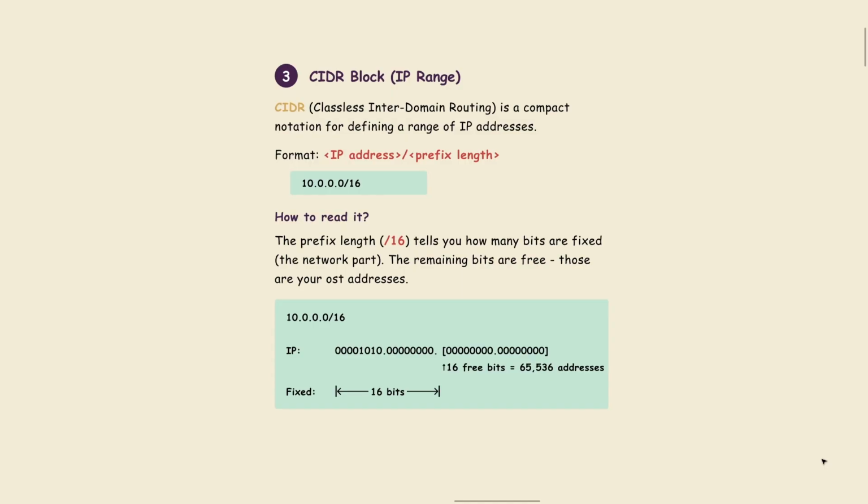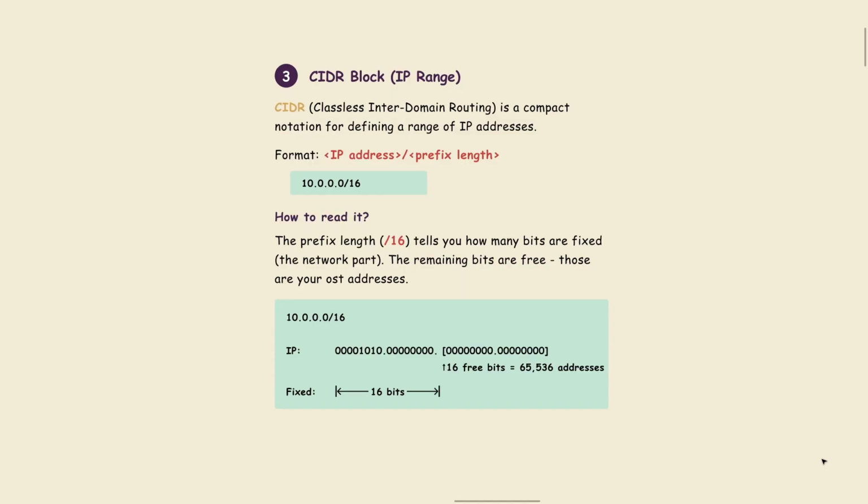Let's break down 10.0.0.0/16. An IPv4 address is 32 bits total. If 16 bits are fixed for the network, that leaves 16 bits available for hosts. 16 free bits means 2 to the 16th power possible addresses. That equals 65,536 total IP addresses inside that CIDR block.